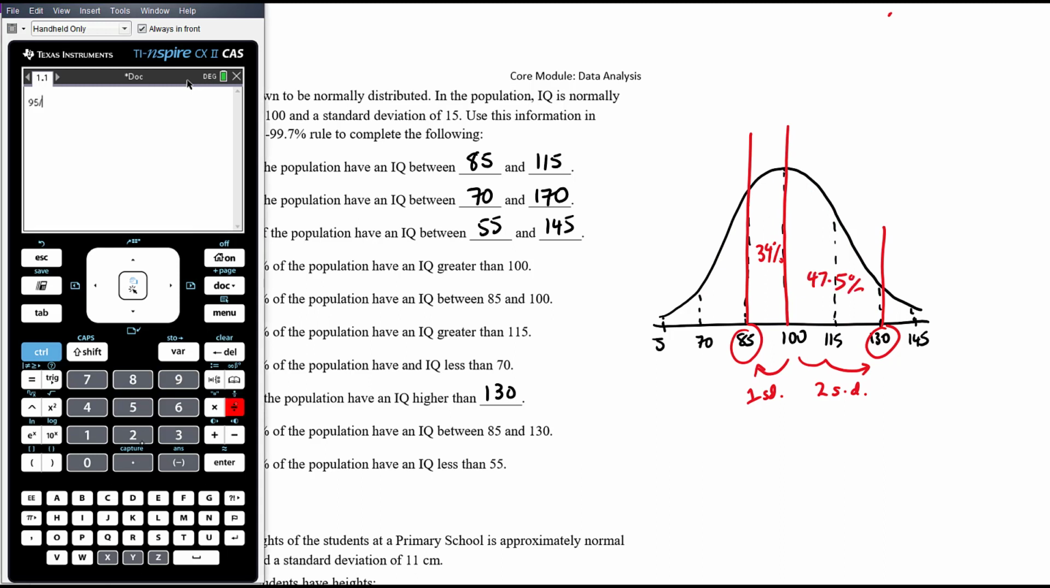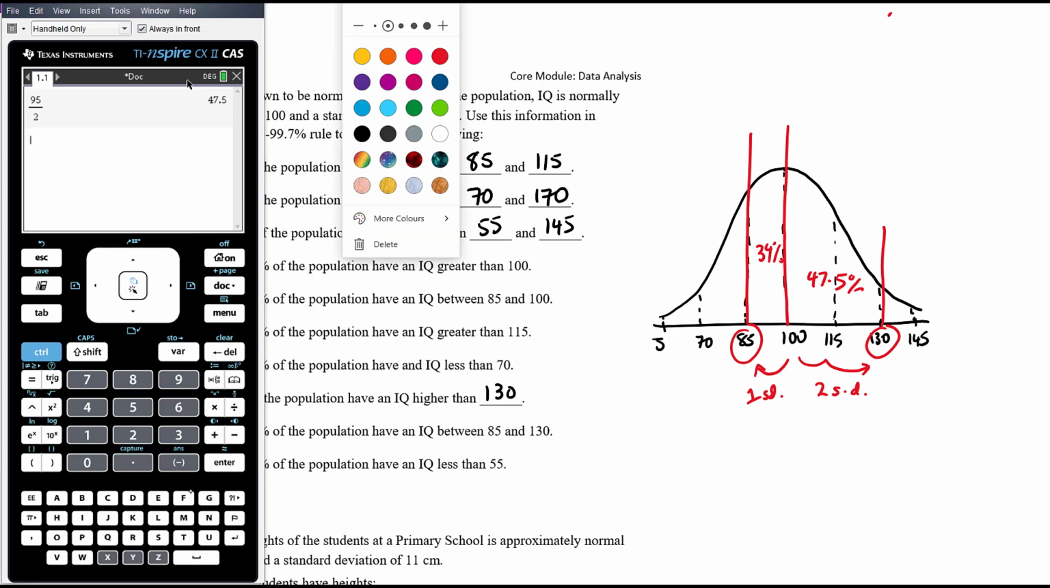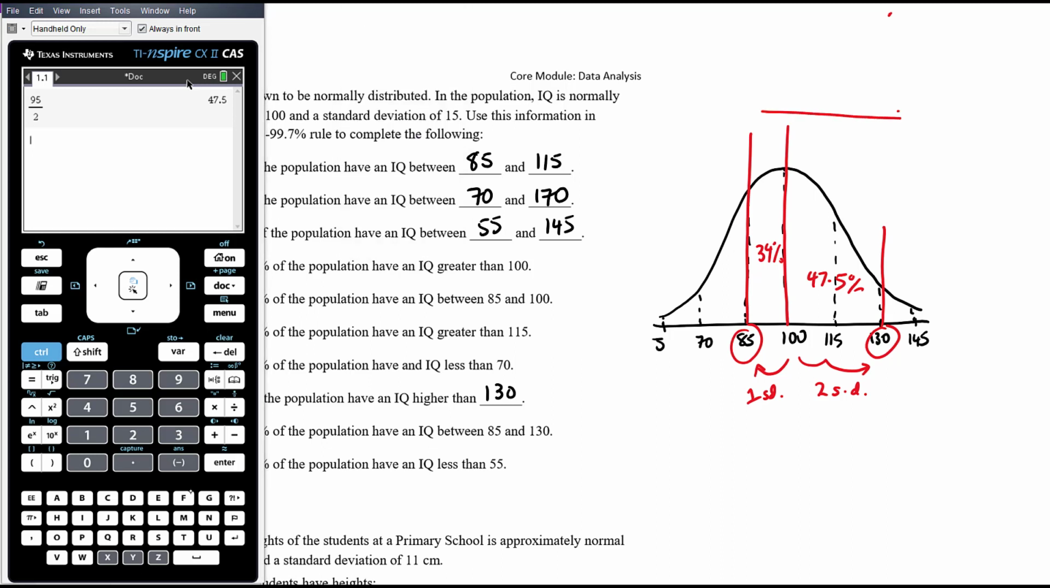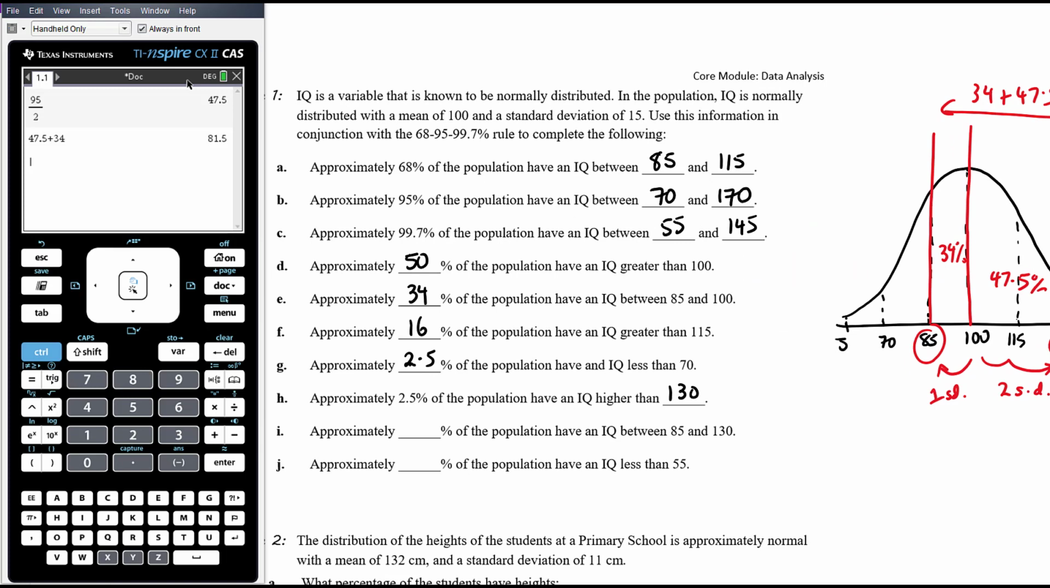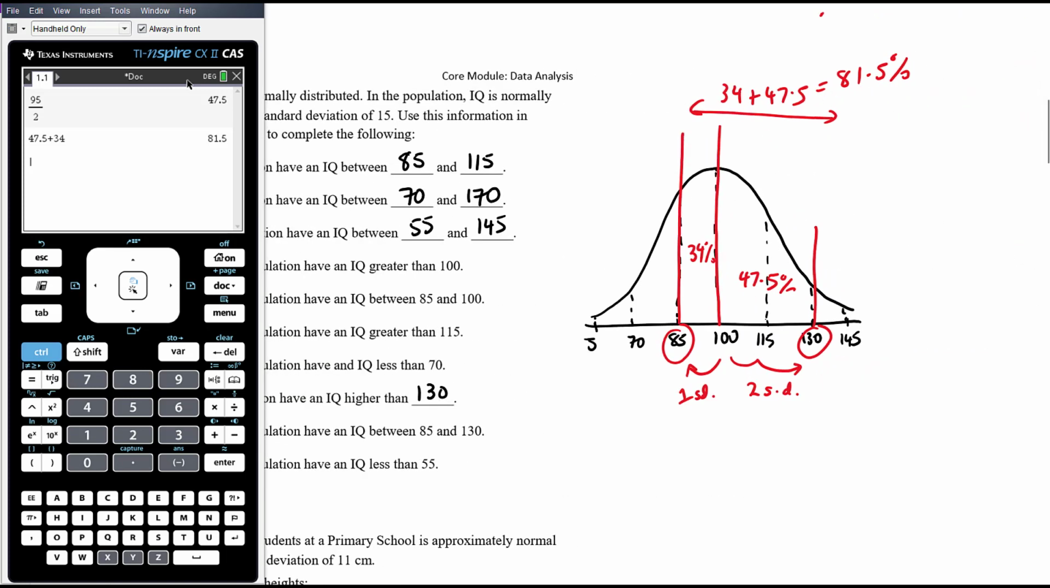If you need help with that, just get your calcs. 95 divided by 2 is 47.5. And so between 85 and 130, that's 34 plus 47.5. Sorry, that's wrong, it's 47.5 plus 34. So we have 81.5% in between here. So 81.5% between IQ scores of 85 and 130.